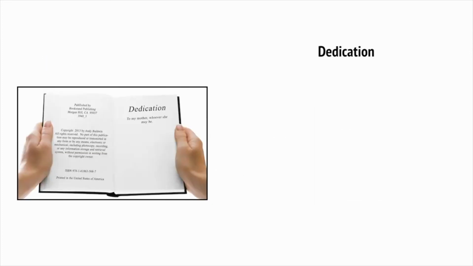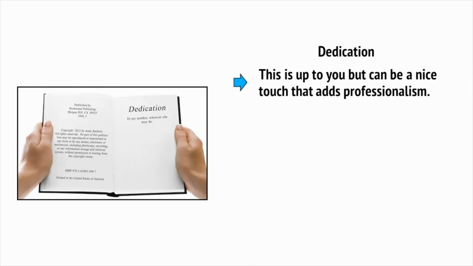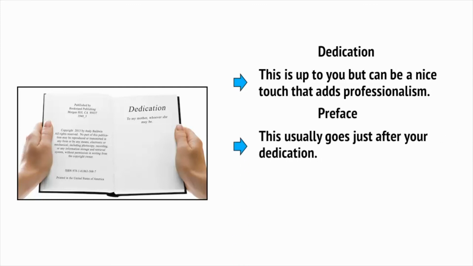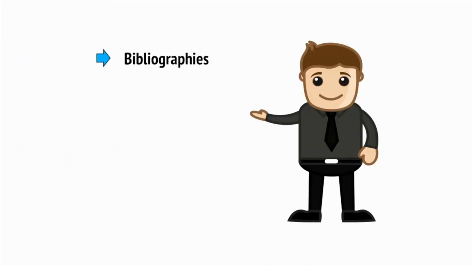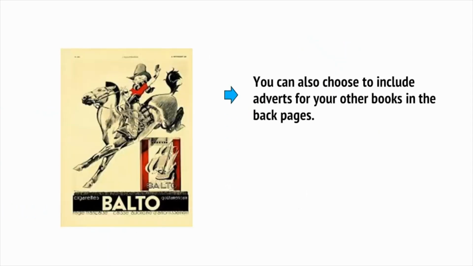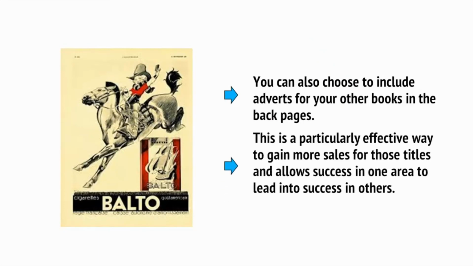You can add a dedication, and this is up to you, but it can be a nice touch that adds professionalism. Then there's the preface, which usually goes just after your dedication. A prologue, and that's a little introduction that's normally inserted just after the preface. Bibliographies, appendices, notes, and glossaries. And you can also choose to include adverts for your other books in the back pages. This is a particularly effective way to gain more sales for those titles, and it allows success in one area to lead to success in others.